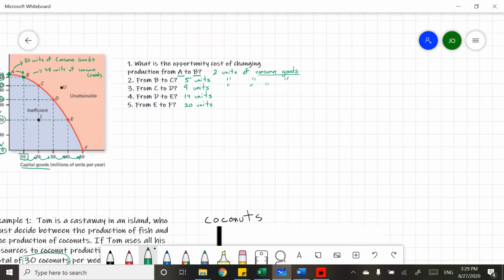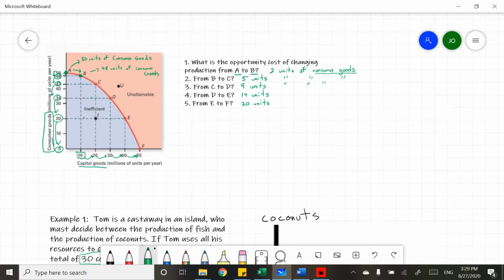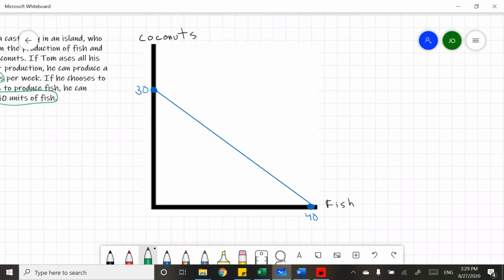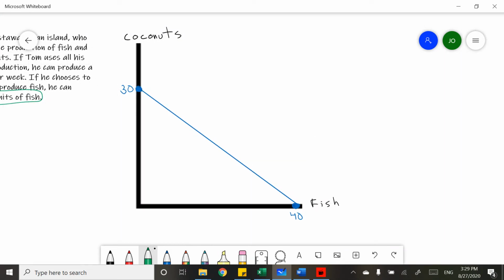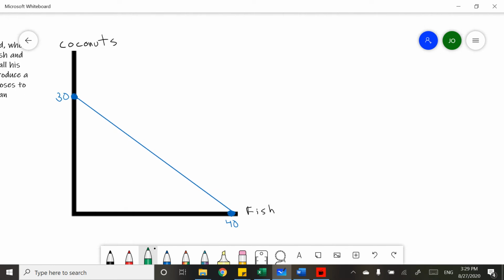One thing that I want you to notice about this one, remember that when graphs look like this, which is bowed outward, the opportunity cost is increasing. How is it increasing? We're going from 2 to 5 to 9 to 14 to 20. On this one, it's never going to change because it's a straight line. So all we got to do is set up an equation with the maximum production of each product, and we're going to be able to derive the opportunity cost with this example.